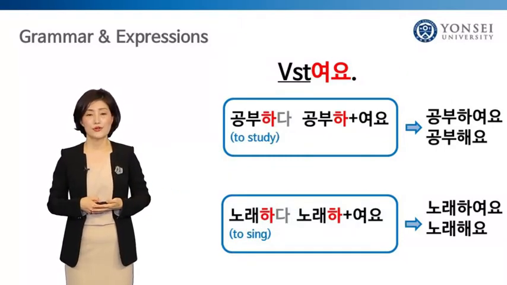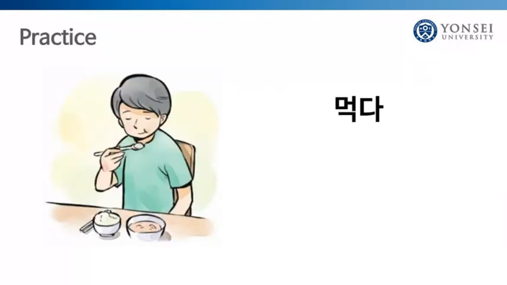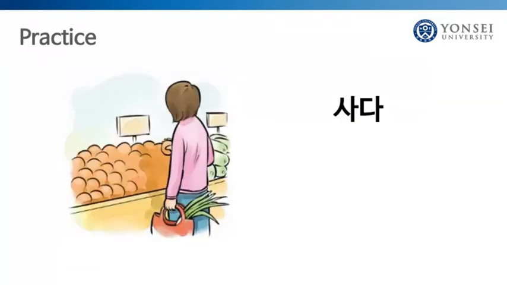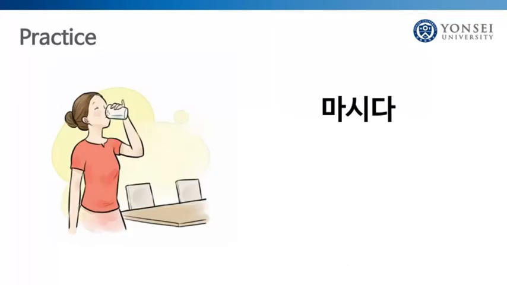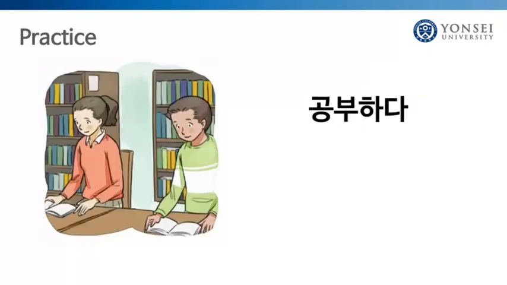Now let's practice the verbs you learned just before. 먹다. The verb stem ends in 어. 먹어요. 사다. The verb stem ends in 아. 사요. 마시다. The verb stem ends in 이. 마셔요. 공부하다. The verb ends in 하다. 공부해요.